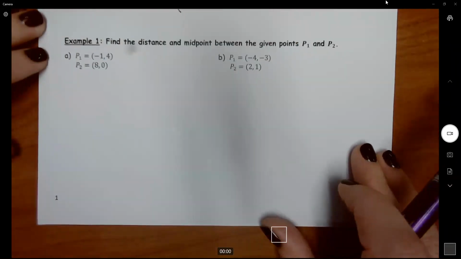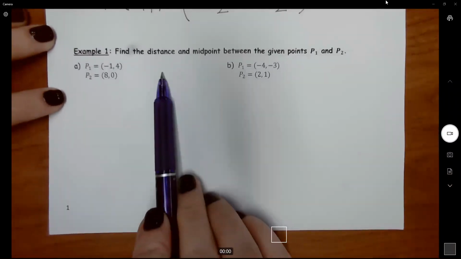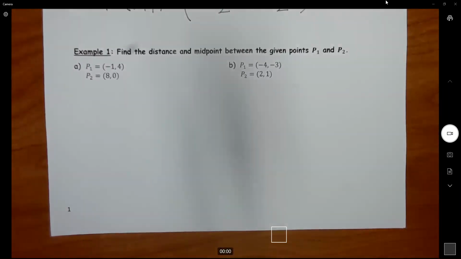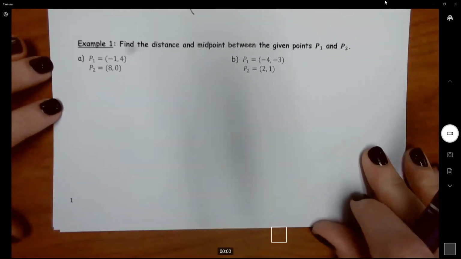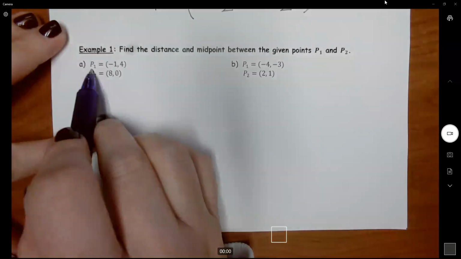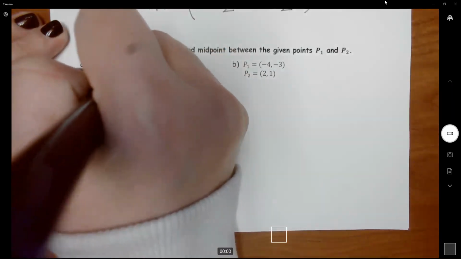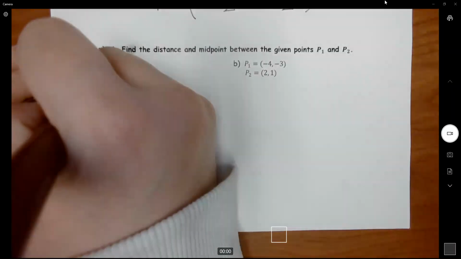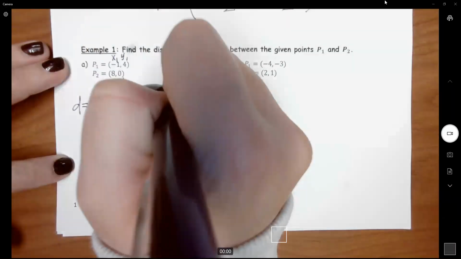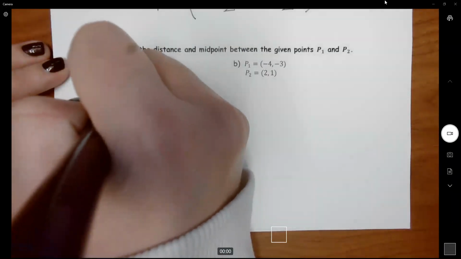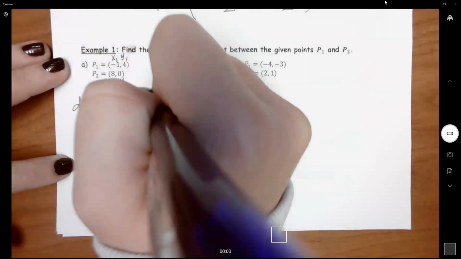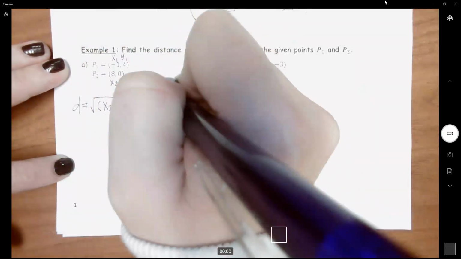We're going to skip down here. Example 1 says to find the distance and midpoint formula given points 1 and 2. So I'm just going to find distance for right now. So my P1 is x1, y1, and my P2 is x2, y2. So my distance formula is x2 minus x1 squared plus y2 minus y1 squared.